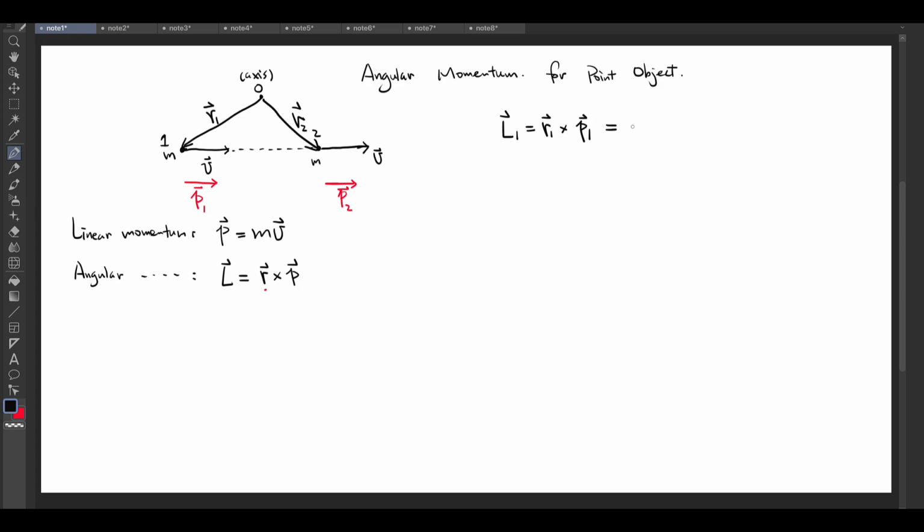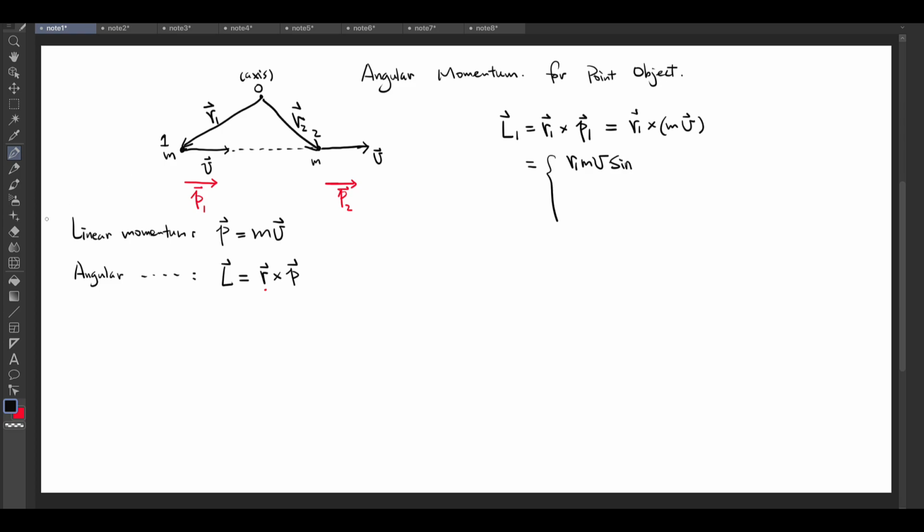Now P1 is m times v, and the v at both positions are the same, right? This v and that v are exactly the same. So we have R1 and R2 cross product the same quantity v. m, of course, is a constant. So now let's draw an angle here so that I can write out the cross product. Specifically, I can write down its magnitude. The magnitude is R1's magnitude times v's magnitude times m, and then we need to multiply by the sine of the angle between the two quantities.